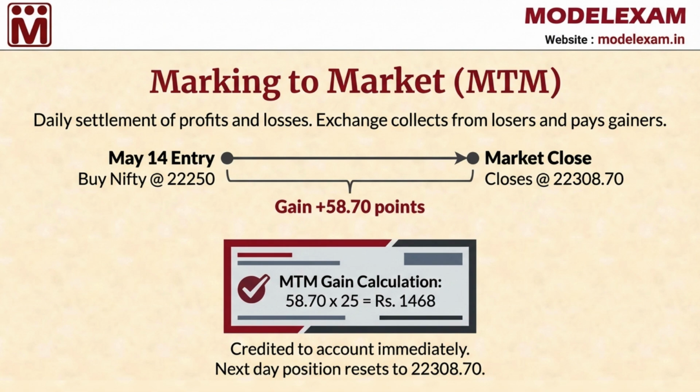Since prices change every day, the exchange does not wait until the end of the month to settle gains or losses. Instead, they use a process called marking to market or MTM. Think of this as a daily scorekeeping session. If you bought that Nifty contract at 22,250 and it closes the day at 22,308.70, you have gained 58.70 points. Multiplied by the lot size of 25, your profit for the day is 1,468. This money is added to your account immediately, and your starting point for the next day resets to that new closing price.